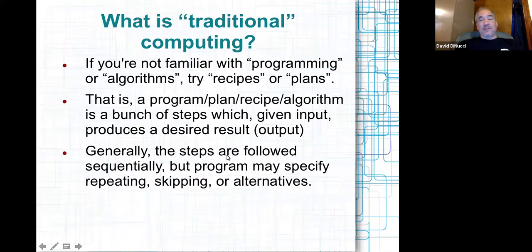So first of all, what's traditional computing? I'm not even going to assume that you know what traditional computing is. But if you're not familiar with programming or algorithms, you probably know something about recipes or plans. A program or a plan or a recipe or an algorithm is just a bunch of steps which, given input, produces a desired output. Generally, those steps are followed sequentially, but the program or plan or recipe can specify repeating steps or skipping steps or steps to take instead of other steps.